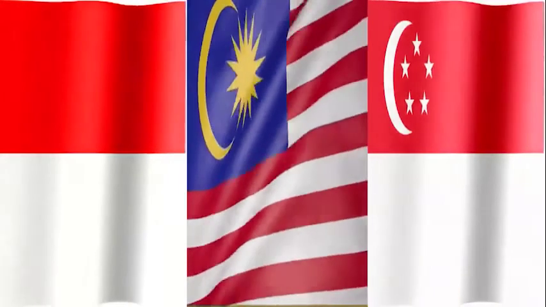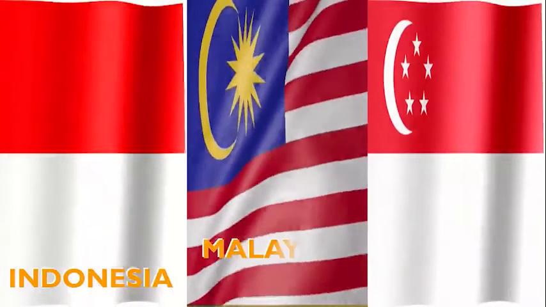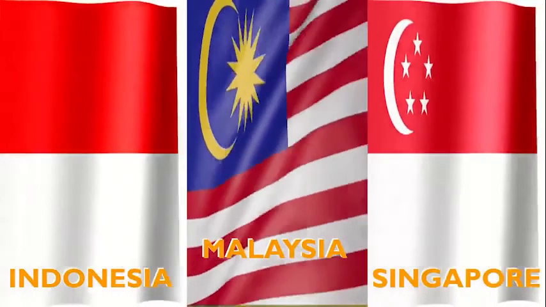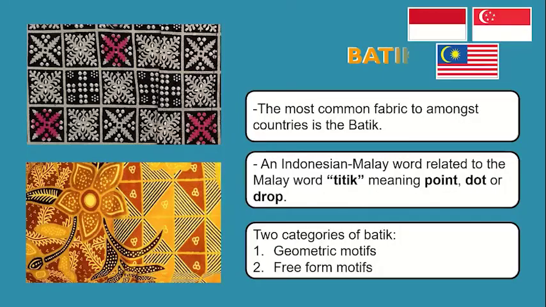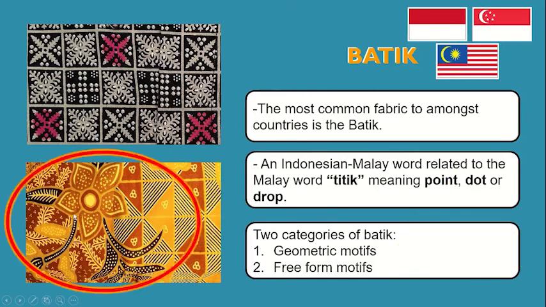Let's have our last fabric. We have it from Indonesia, Malaysia, and Singapore. With these countries, they are very common with batik. And this word is derived from the word titik, which means point, dot, or drop. It has 2 categories. We have geometric and freeform. When we say geometric, these are the common shapes, like circles and triangles. While freeform, it doesn't use common shapes. Like for example, this design.